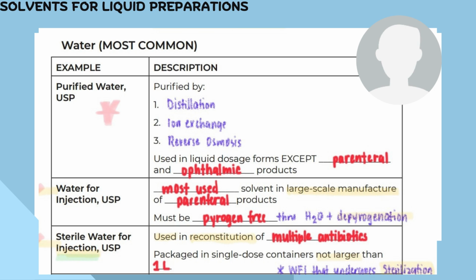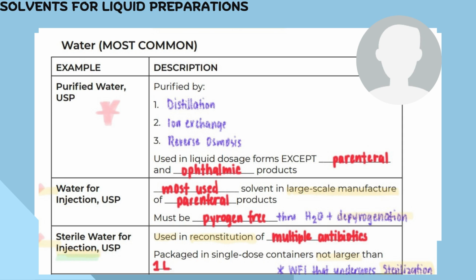And then second, the water for injection USP. It is pyrogen free, and then depyrogenated siya, and then used for large-scale manufacture of parenterals, and then not for ophthalmic or non-sterile use.